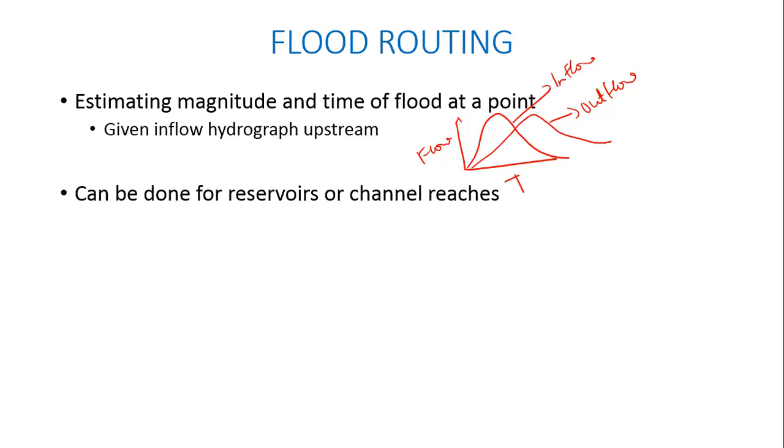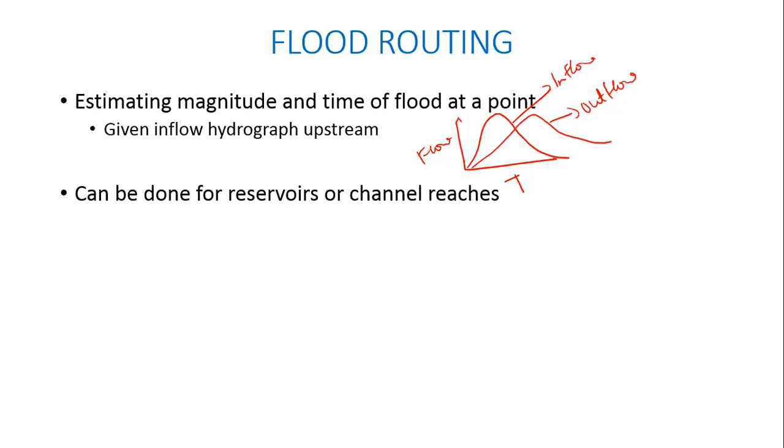Now, this idea of flood routing can be done for a reservoir or even for a channel. Even if I just have a simple channel, I can do the same thing of routing this flood through this hydrologic system. So you can think of the reservoir or the channel reach as a hydrologic system, which essentially does this job of reducing the peak and increasing the time. Reducing the peak, I mean the magnitude of the flood, and increasing the time at which this peak happens.